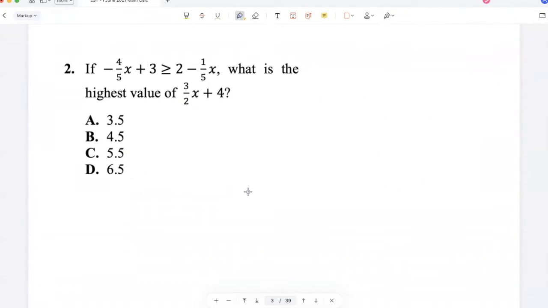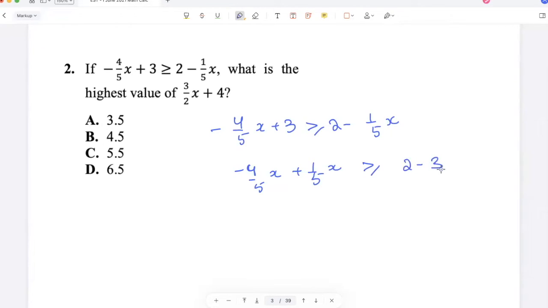Question 2: if minus 4 by 5x plus 3 is greater than or equal to 2 minus 1 by 5x, what is the highest value of 3 by 2x plus 4? Okay, so minus 4 by 5x plus 1 by 5x, I took this to the left hand side, is greater than or equal to 2 minus 3. So minus 4 plus 1, minus 3 by 5x is greater than or equal to negative 1. So if I multiply both sides by negative 1, I get 3 by 5x is less than or equal to 1. So 3x is less than or equal to 5, right?